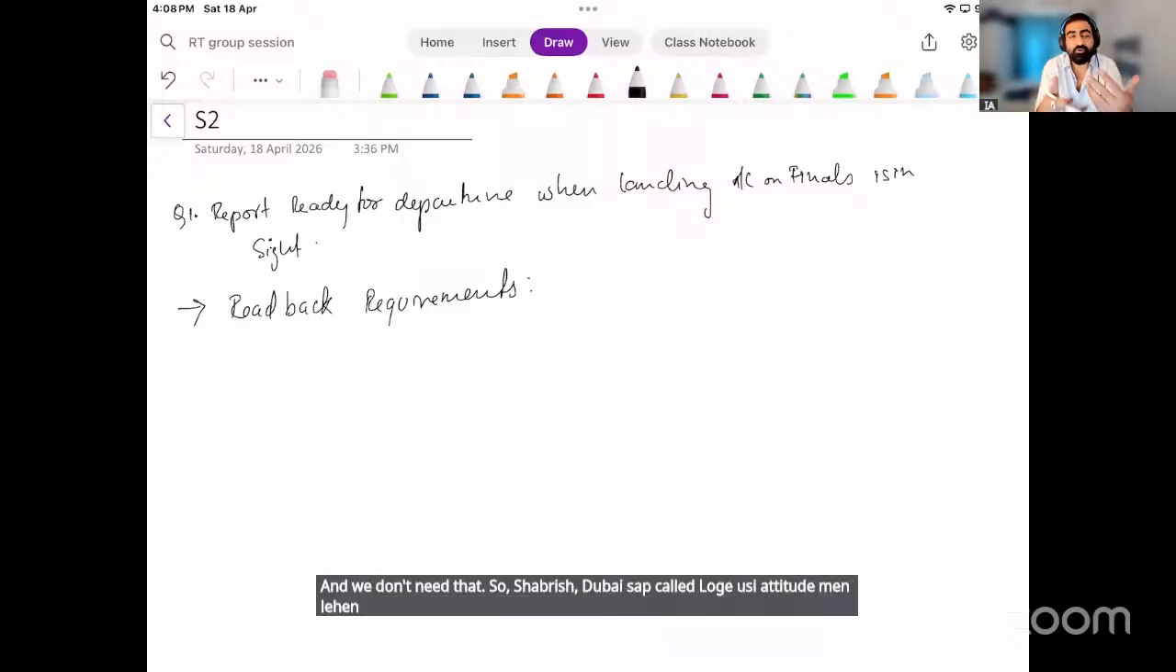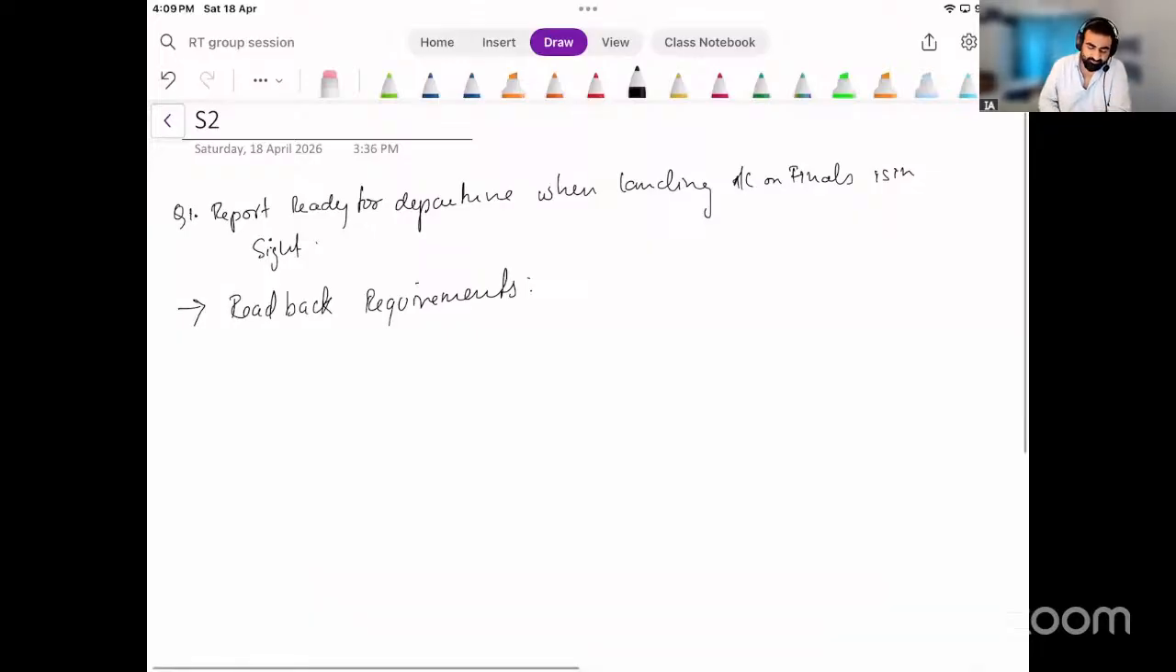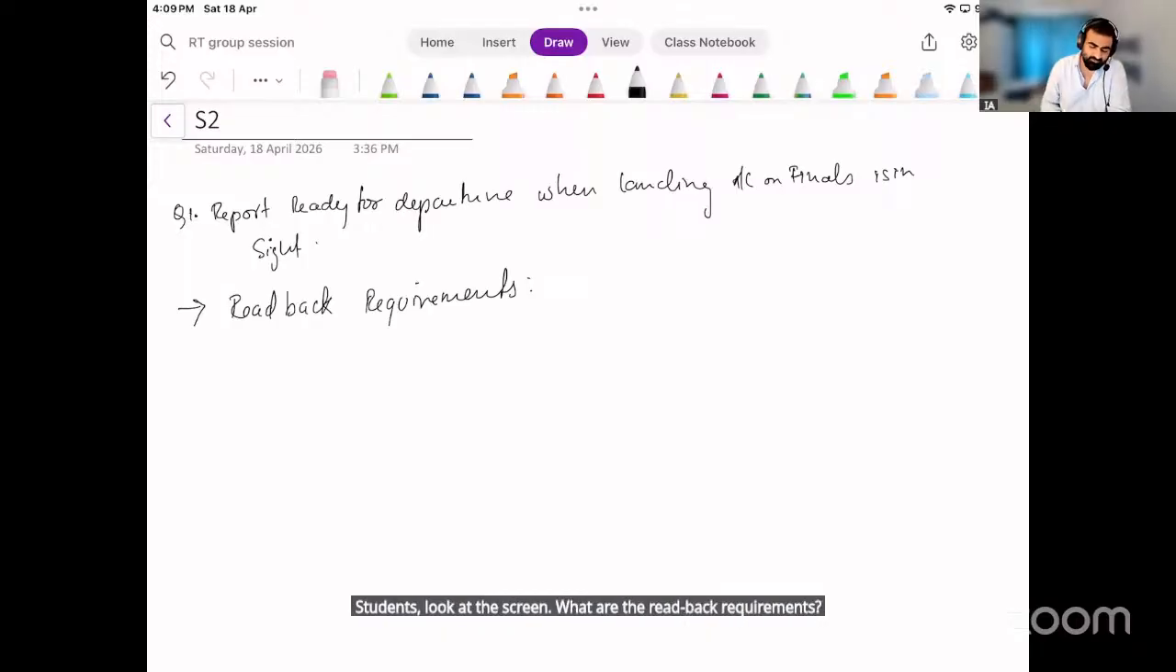I know you will do it. Students, look at the screen. What are the readback requirements? So, items that need to be always read back.